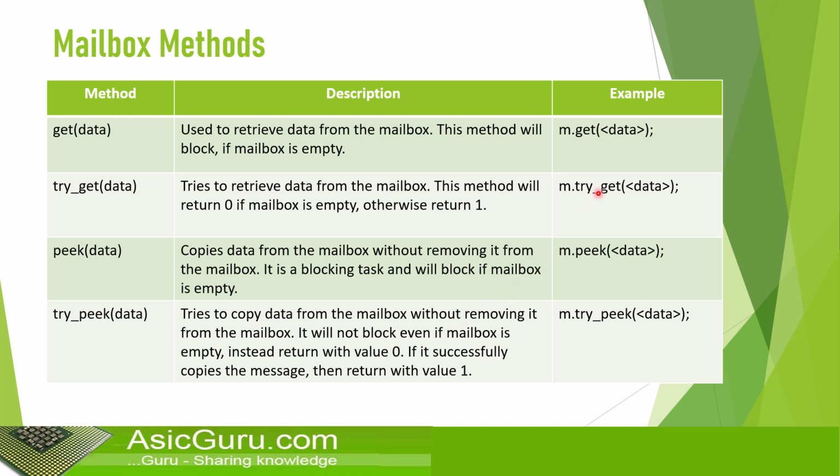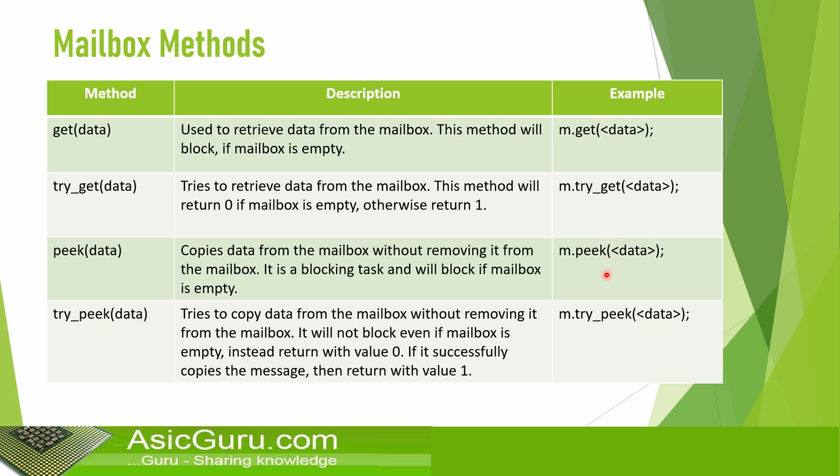So next we have get method. So this method is used to retrieve data from the mailbox. If the mailbox is empty, this method will block until data becomes available. Next we have try get. This is a non-blocking version of get. Means it also tries to retrieve data from the mailbox. If it is available, it retrieves the data and returns 1. But if data is not available or if the mailbox is empty, then it does not block and simply returns with value 0.